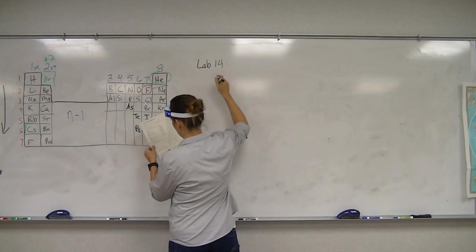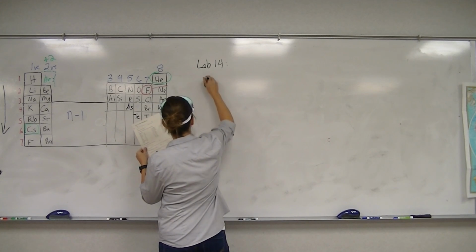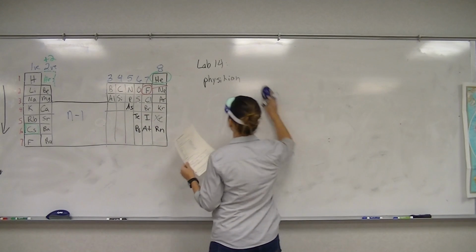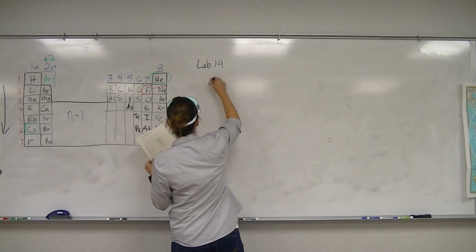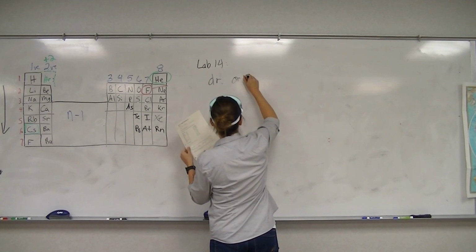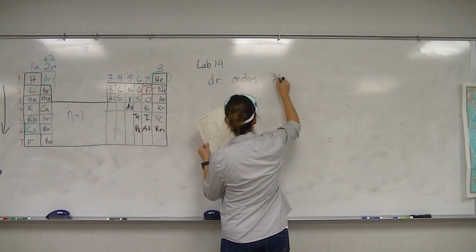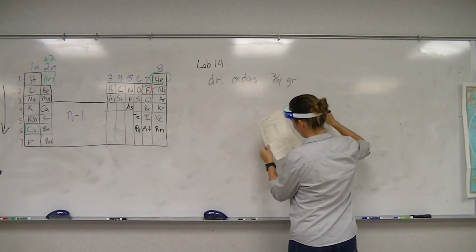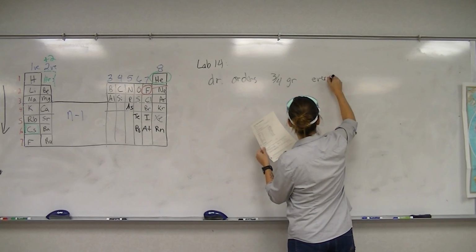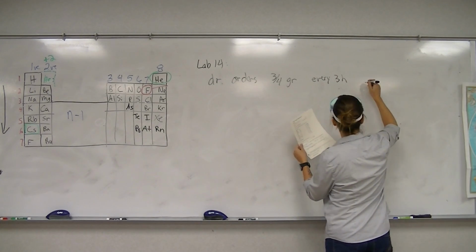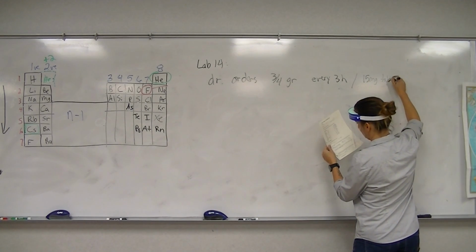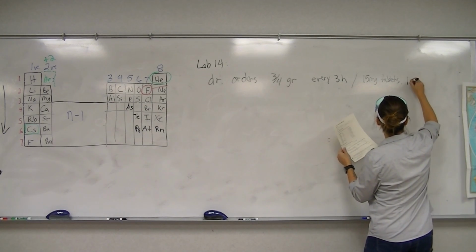The wording really makes you think. The doctor orders, you said 3, right? Oh, the grains, see? Yeah, I don't like the grains either. Codeine, I'm not going to put the amount, every 3 hours. And then we have 15 milligram tablets. And we're looking for how many?